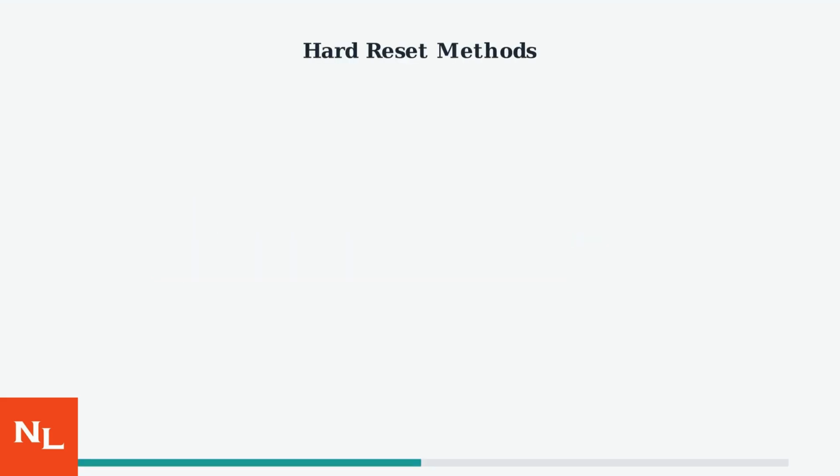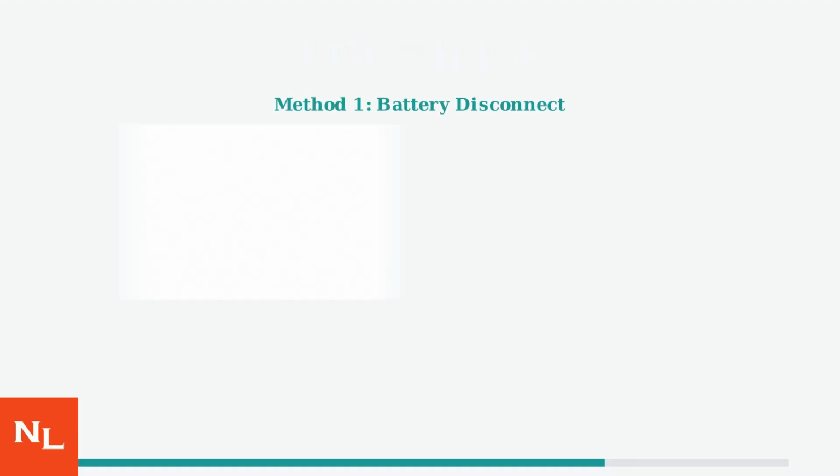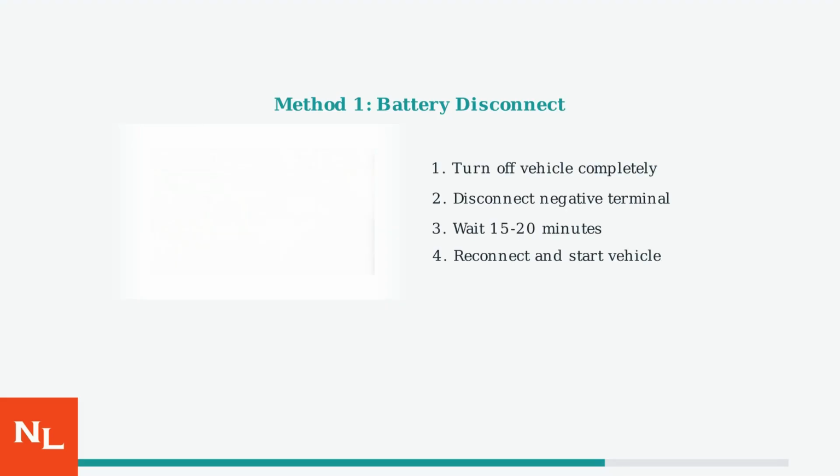When a soft reset doesn't resolve your Alcazar's infotainment issues, it's time to try a hard reset. There are two main methods to perform a complete system reset. The first method involves disconnecting the vehicle's battery. Turn off your vehicle completely, then disconnect the negative battery terminal. Wait 15 to 20 minutes for the system capacitors to fully discharge, then reconnect the terminal and start your vehicle.